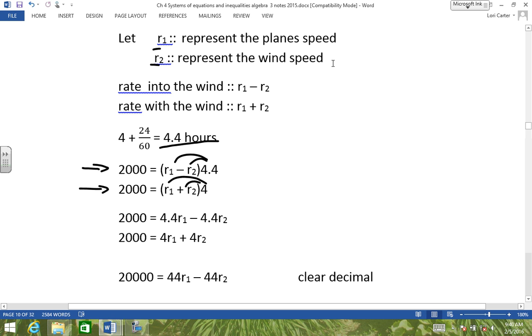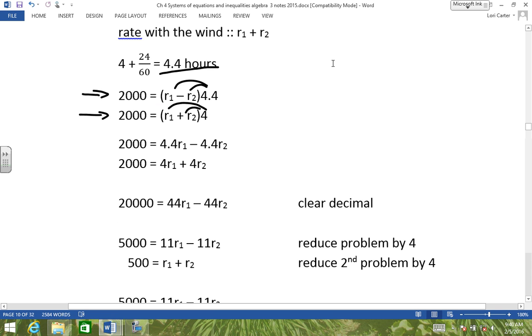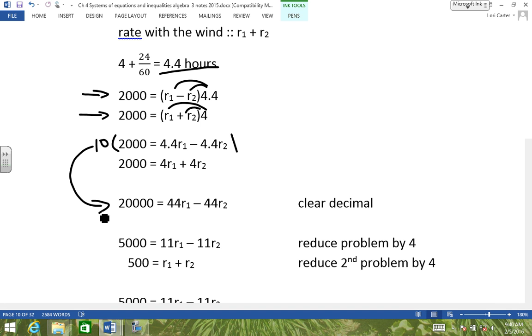Okay, rate against the wind, rate with the wind, distributed through. Now you're going to use elimination, but I have a 0.4, so I need to multiply everybody by 10. That's where this comes from. Good so far? Now, I reduced it here. You do not have to. They're all reducible by 4 to make the numbers smaller. Not mandatory, just helps. Divide by 4, so that's where this came from. This is my second equation from up here because I divided it by 4.